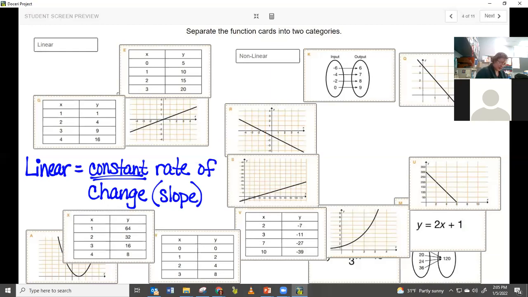So Rana, remember, we want to put things in linear versus non-linear. So anything that is linear on a graph, that means you'd be looking for a line. On a table, you want to be looking for a constant rate of change. If you guys get stuck at any point, please let me know. I'm happy to help you talk through and look at any of these cards.